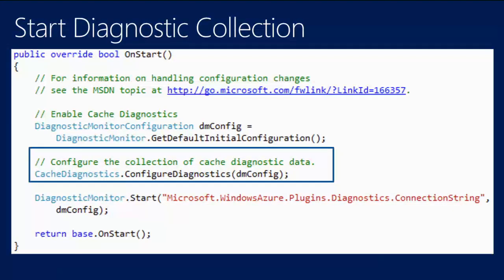If you don't do this, you deploy your app, you run it, and nothing gets collected for caching. And you're like, well, where's my data? I'm on diagnostic level 5. I should be blowing up my storage account, but I'm not getting anything. This is why.